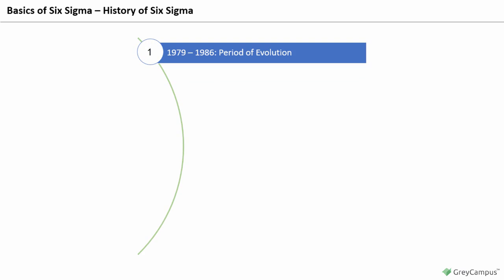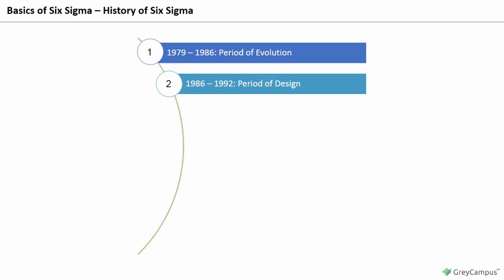Basics of Six Sigma, History of Six Sigma, Evolutions of Six Sigma. From 1979 to 1986, a period of evolution. During the period of evolution, Six Sigma had gone through several versions, from RDM-AICSI to DMAIC. Michael Harry and Bill Smith played a critical role in this period to evolve the Six Sigma methodology.